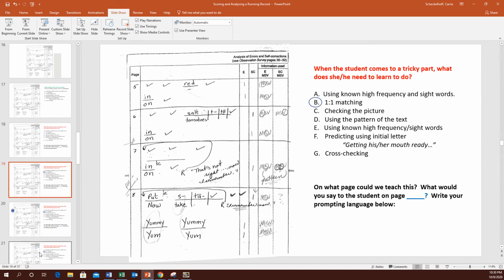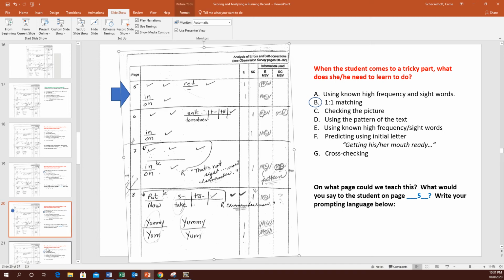So one of the things I see this child needs to work on is definitely one-to-one match. On several pages, he's inserting words. And so I would say, on page 5, there's a place where I could talk about that. He makes the error, and I could go back to that error, and I could help him think about how to do one-to-one match. So think about the prompts that you know you can use to help kids think about one-to-one match. What would you say?